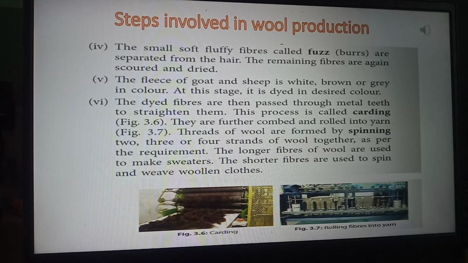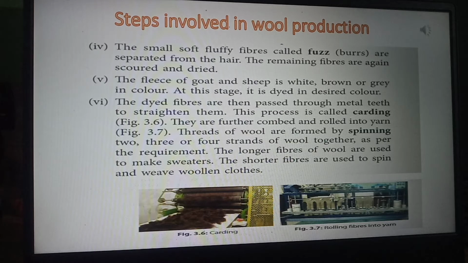अगर पतला चाहिए तो 2 strands होंगे, 2 strands को लेकर ये लोग स्पिन करेंगे. अगर उससे थोड़ा सा मोटा चाहिए तो 3 strands, they will be using 3 strands. अगर उससे भी ज्यादा मोटा चाहिए, then they will be using 4 strands to make the thread of wool. I hope I am clear.